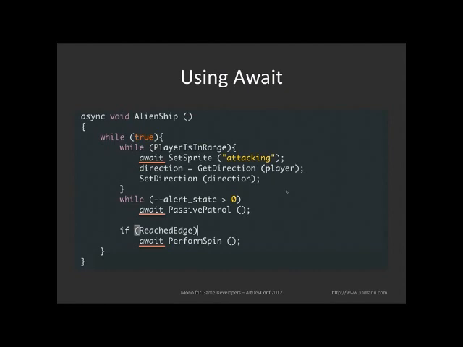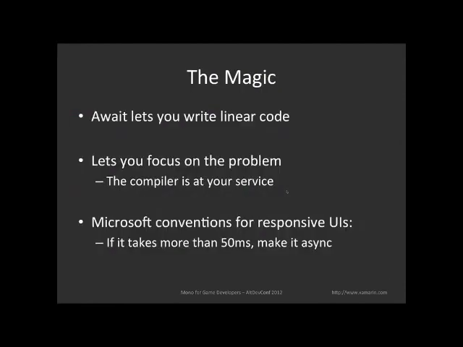You don't need to guess what the states are. You don't need to track state machines. You don't need to jump through hoops. You can see what this is doing directly. So that's the magic of await. It lets you write linear code, and it lets you focus on the problem.